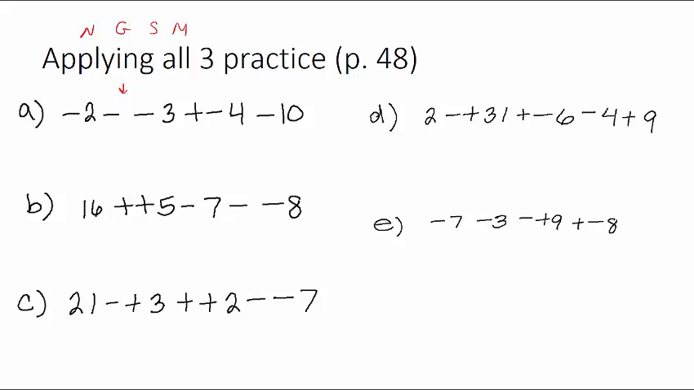Alright, so neighbor sign rule for A here. So we're going to do -2, change that to a plus, +3, because the signs are the same, we're going to change it to a positive. Here the signs are different, so we're going to use the negative, and then take away 10. Let's group our positives. There's only one there. Then we have -2, -4, -10.